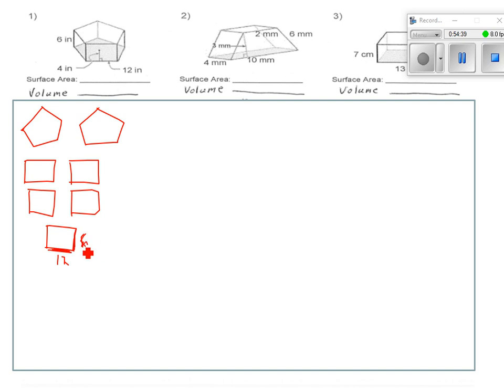So 12 times 6, what's that? 72. So what's the area of this rectangle? 72. What's the area of this one? 72. What's the area of this one? 72. Area of this one? 72.